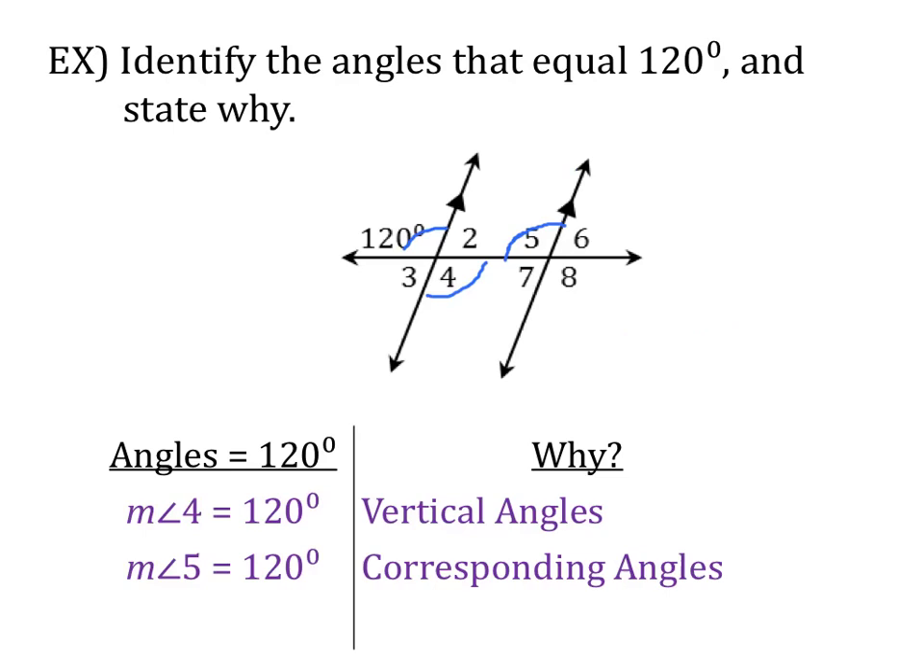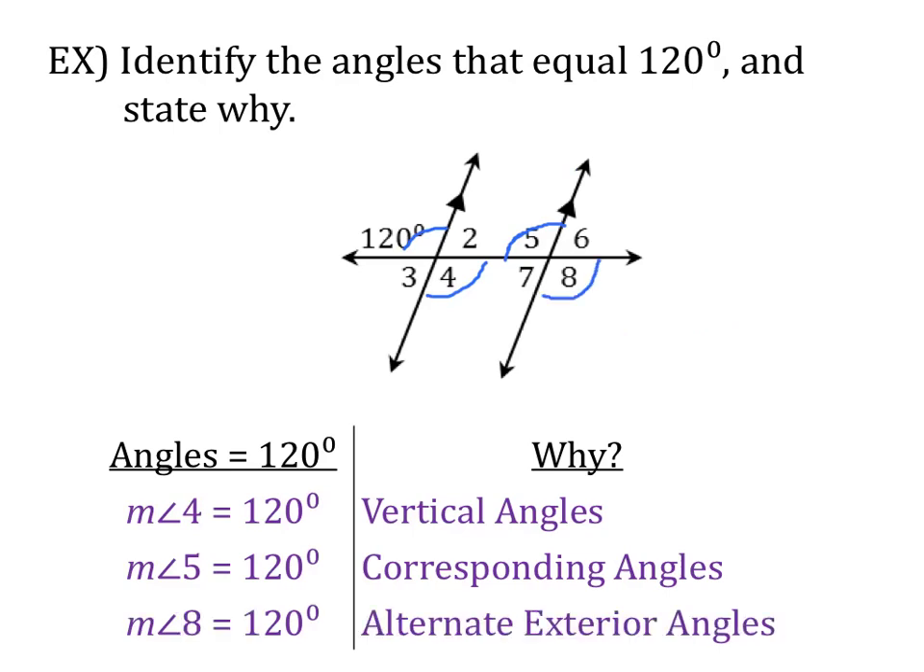Angle 5 and 120 degrees are corresponding angles because they are both above the transversal and to the left of the parallel lines. And the last angle that equals 120 degrees is angle 8 because angle 8 and the 120 degrees are alternate exterior angles because they are on opposite sides of the transversal and outside of the parallel lines.